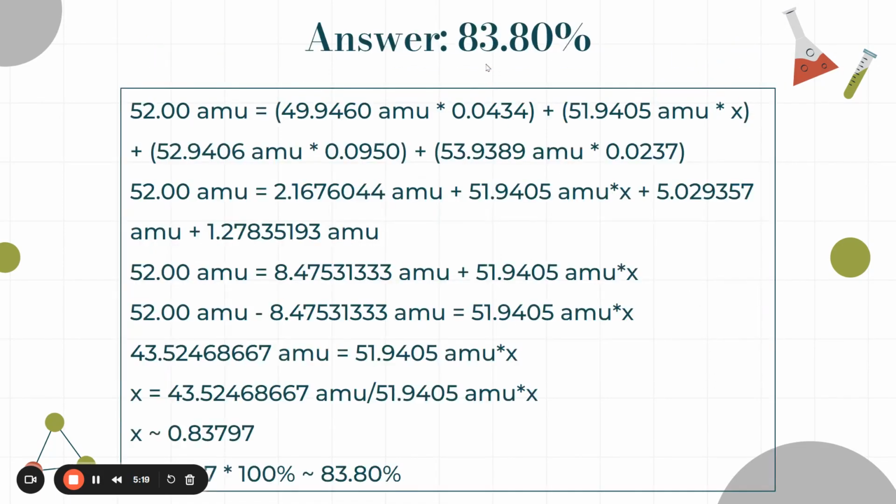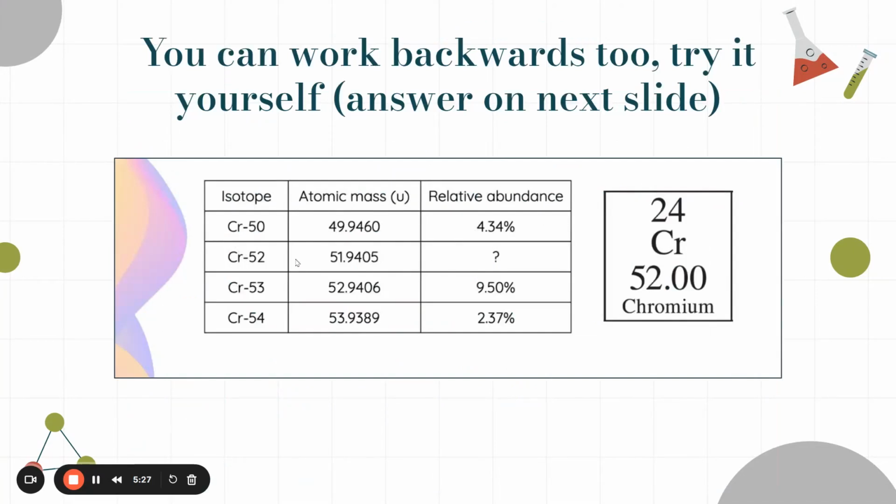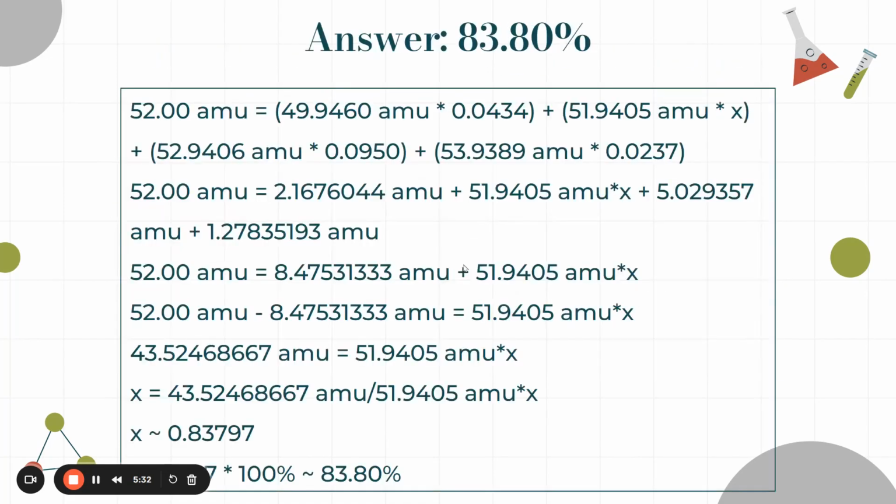All right, so you should have gotten 83.8%. And so how you would solve this is you'd use the formula and set the relative abundance of the isotope of chromium 52 to a variable like x, and then you'd use the equation to solve for x to get something close to 83.8%.